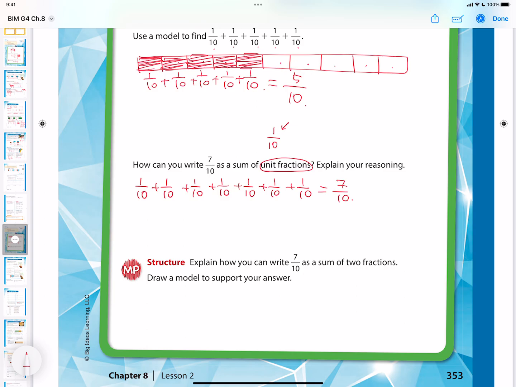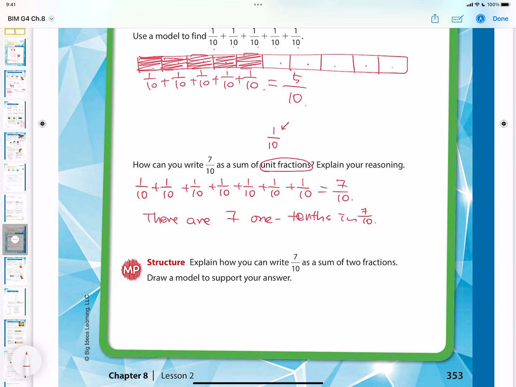Okay? So the reasoning is what? There are 7 of 1/10 in 7 over 10. Okay? So 7 of them, 7 of 1/10, is in 7 over 10.